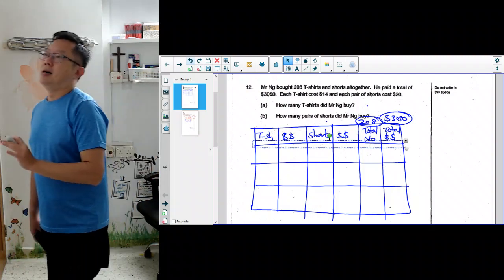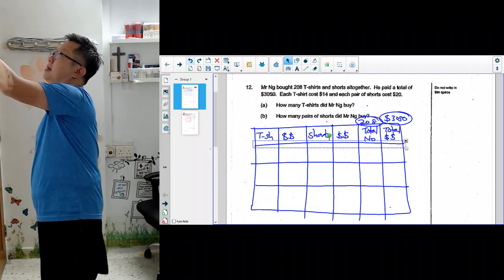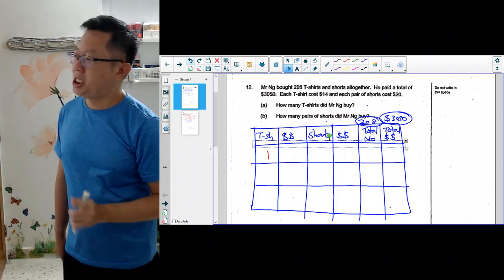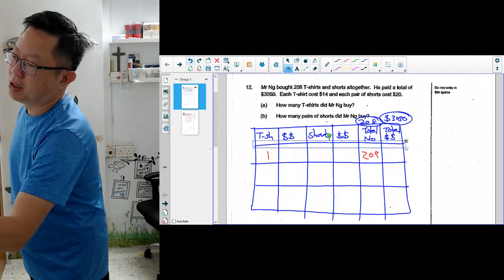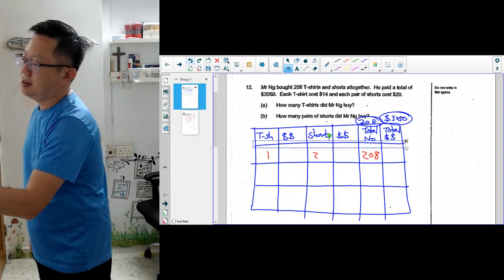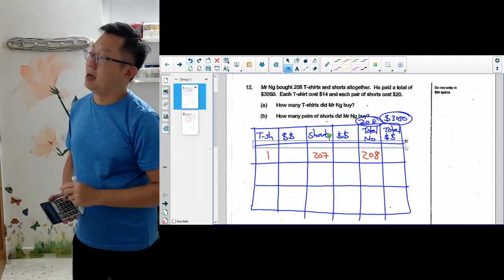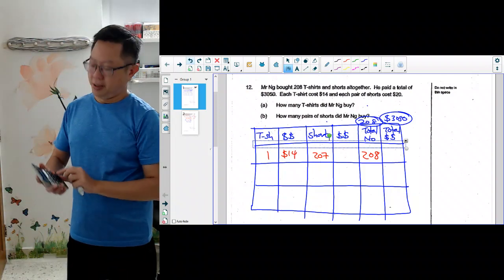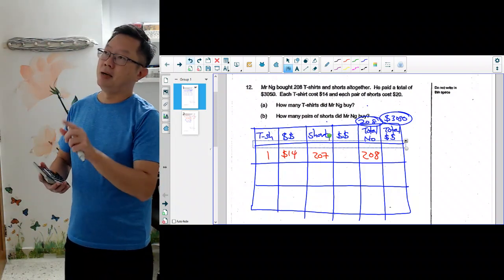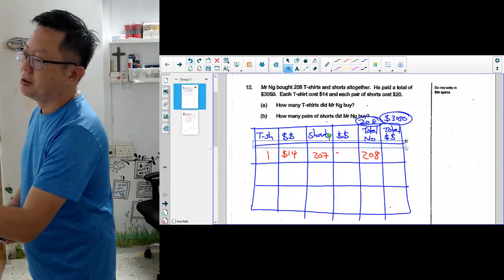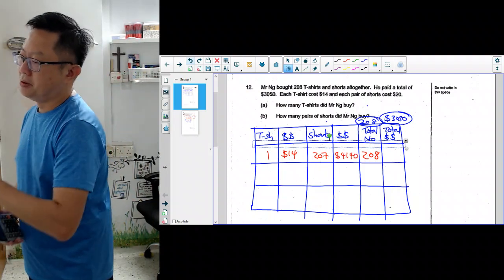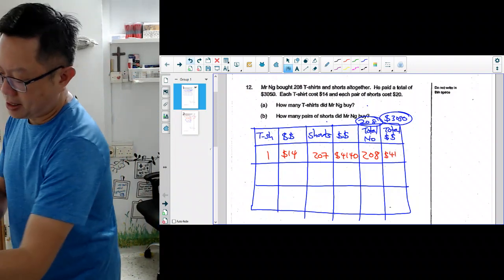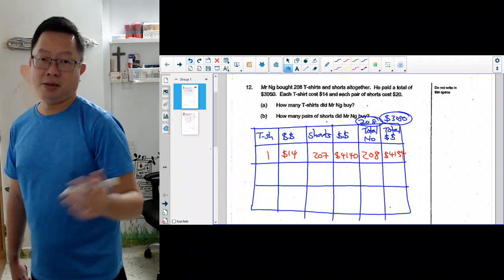Okay, so what is special about this method? You start with one. Okay, one t-shirt or one shorts. So if there's one t-shirt, then how many shorts will that be? So you take 208 minus 1, that will give you 207 shorts. And how much is one t-shirt? So one t-shirt will be $14, right? And 207 shorts will be times 20. That will give you 4140. And you plus the money together, that will give you the total cost, which is $4,154, which is the wrong total.